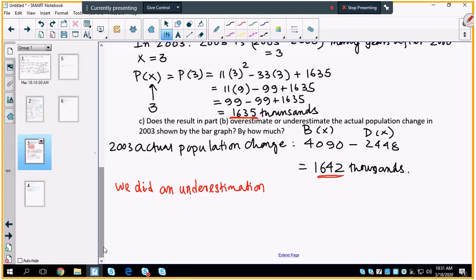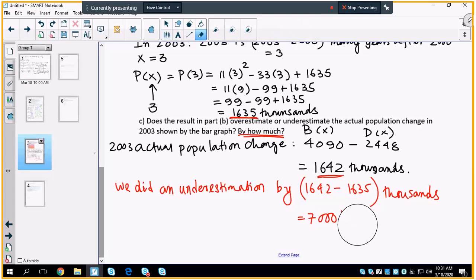And then the question is asking you by how much? By 1642, that's the actual data, minus 1635, this is the estimated data, thousands. So how much was the underestimation? The underestimation was done by 7 thousand. 1642 minus 1635 is 7, so I will say that the underestimation was by 7,000 people.